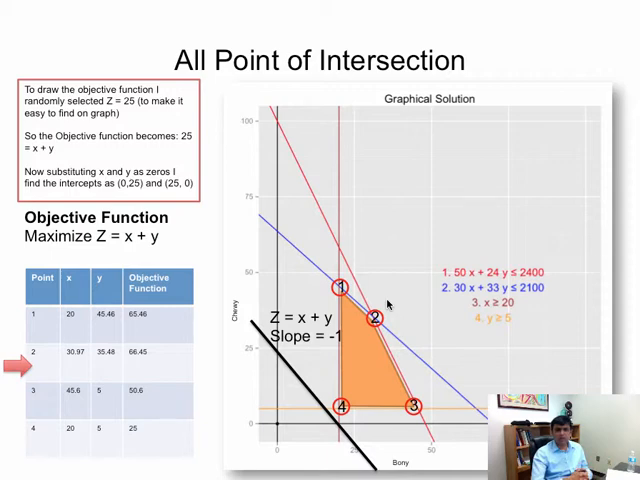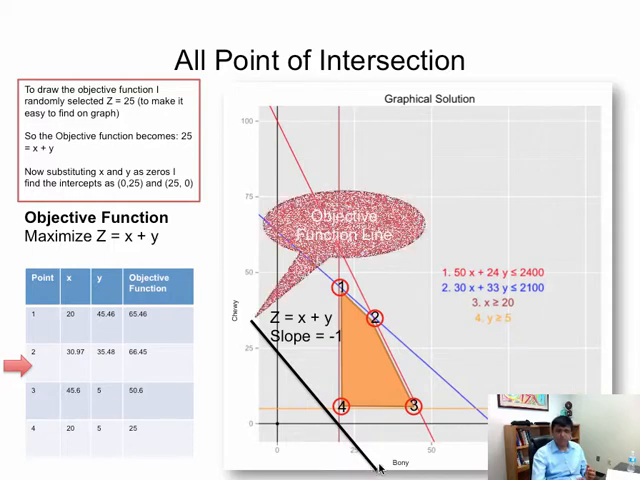The given objective function in this case is to maximize the value of z, which is given by z equals x plus y. Clearly, the slope of this function is -1. For simplicity, I'm going to assume that z takes a value of 25. Plotting the line 25 equals x plus y, or x plus y equals 25, we will observe a line similar to this dark black line. And this line is called the objective function line.